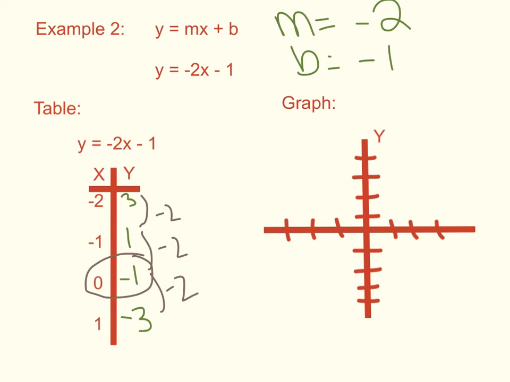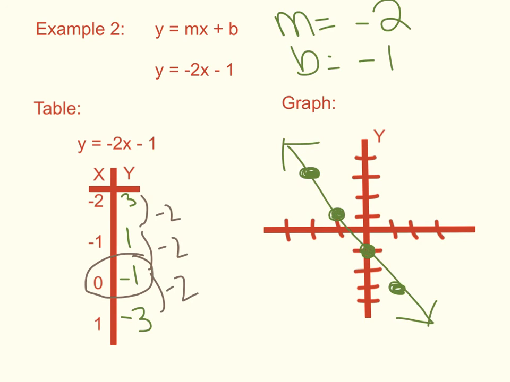Now to plot these points, we have -2, 3. So we go over to -2 on the x-axis and down 3. I'm sorry, -2, positive 3. So we would go up to the 3. Then we have -1, positive 1. So we go over to -1 and up 1. Our y-intercept is 0, -1, which is here. And our last point is 1, -3. So we go over to positive 1 on the x-axis and down 3. And there is our line.